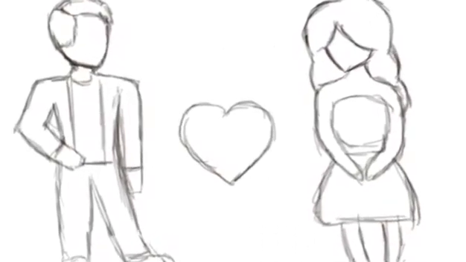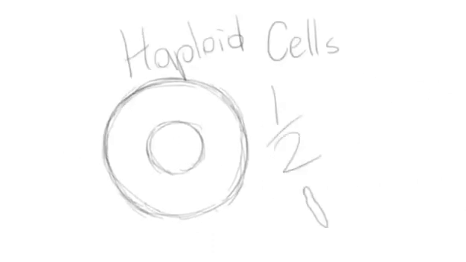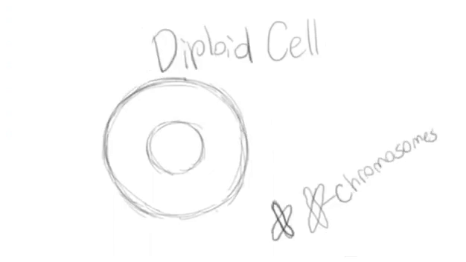Okay, so when a mommy and a daddy love each other very much, fertilization takes place. Fertilization is when a male sperm cell meets a female egg cell. Both of these cells are known as haploid cells. Haploid cells contain half the amount of chromosomes, which is 23, that are contained in a normal diploid cell.